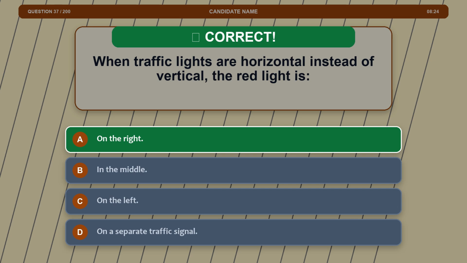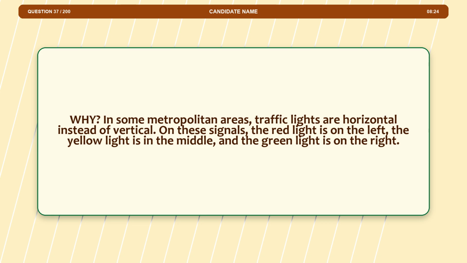The correct answer is option A, on the right. Explanation: in some metropolitan areas, traffic lights are horizontal instead of vertical. On these signals, the red light is on the left, the yellow light is in the middle, and the green light is on the right.